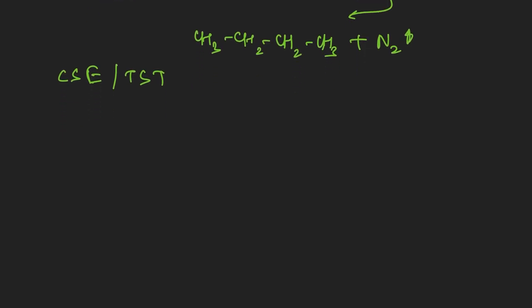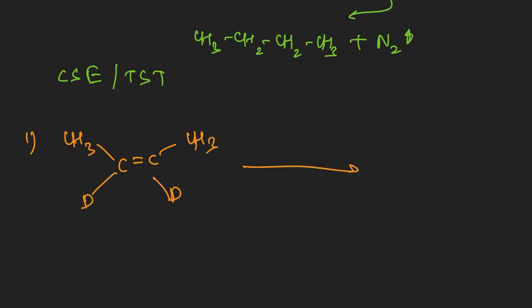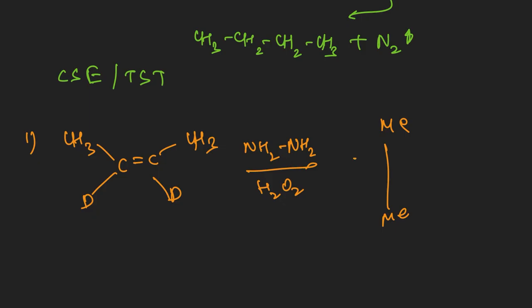So let's say we have CH3 C double bond C CH3 with 2 deuterium. It will react with NH2NH2 in presence of H2O2. So it is actually cis syn. It will form an enantiomer. Enantiomer means cis-like compound. Cis-like means both deuterium will be on the same side, both hydrogen will be on the same side.